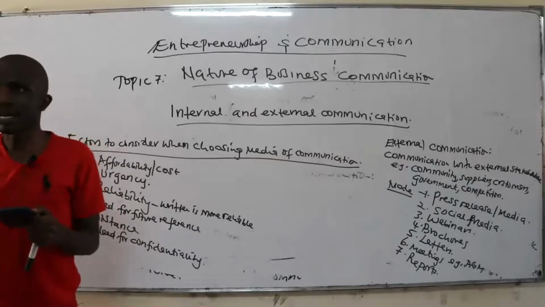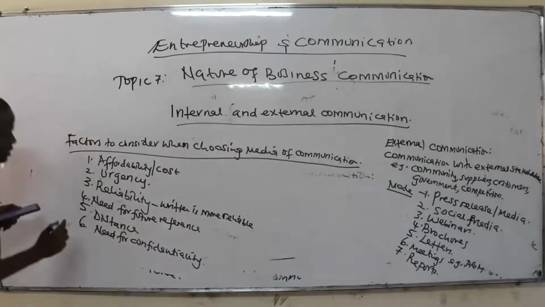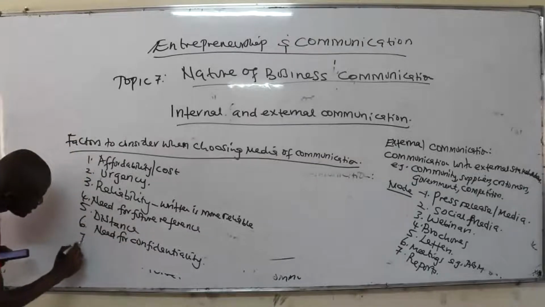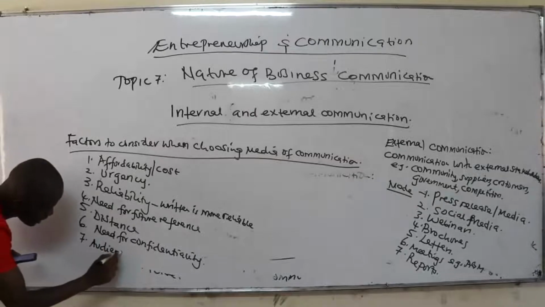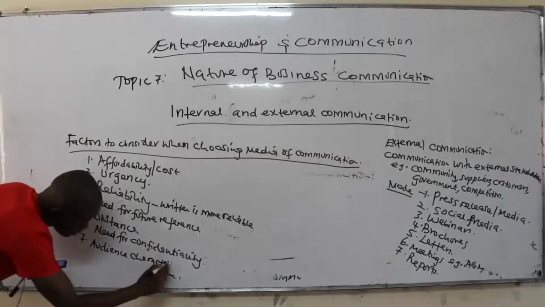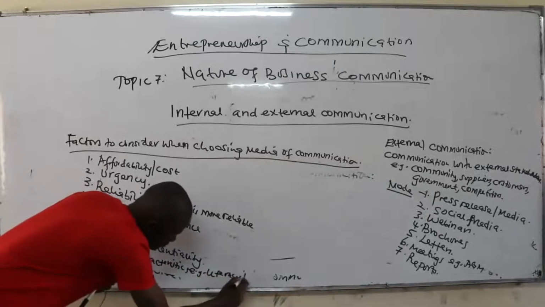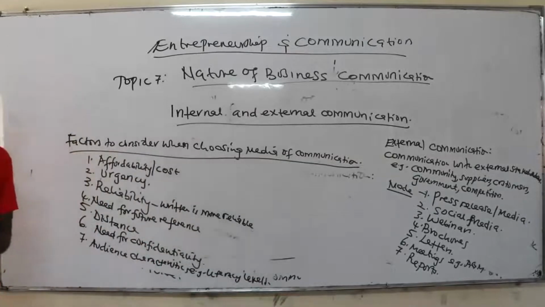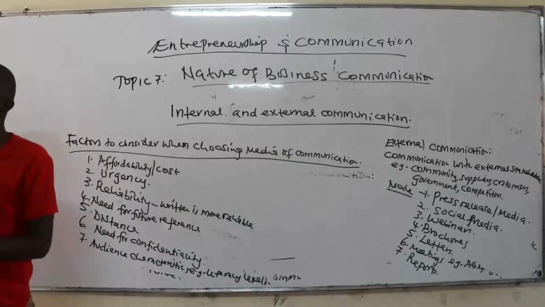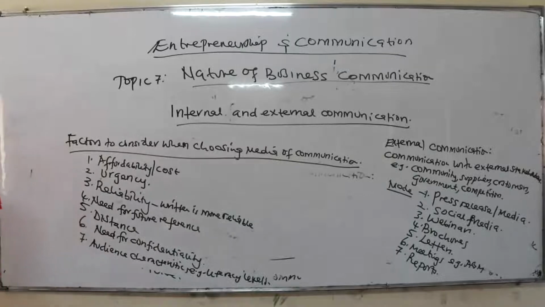Is that clear? Yeah. So then what else? Audience characteristics, e.g. literacy levels. For instance, if the people are not educated, then you are going to use which means? Oral. Is that clear? If the people are not so educated, you can use the oral means, because when you start using the jargon or technical ones, then they may not understand what you are trying to say.